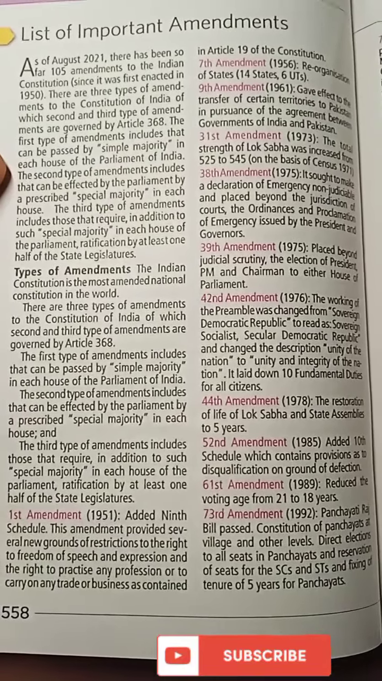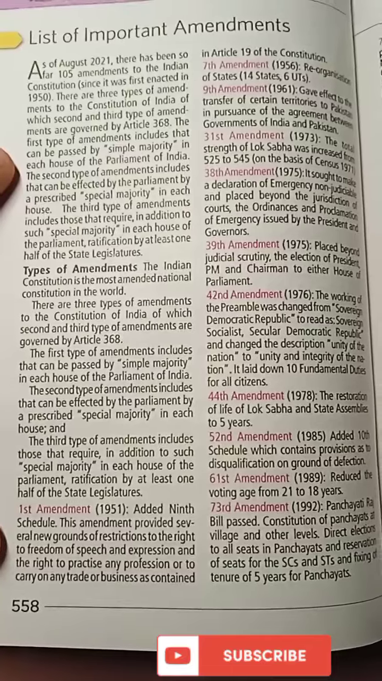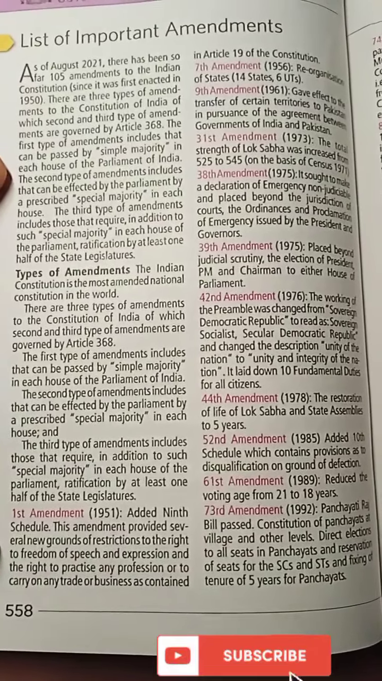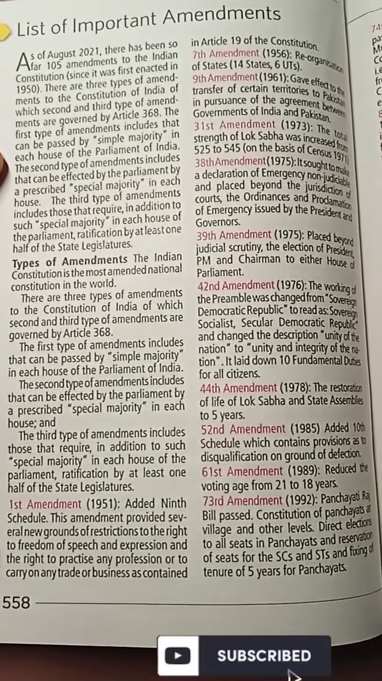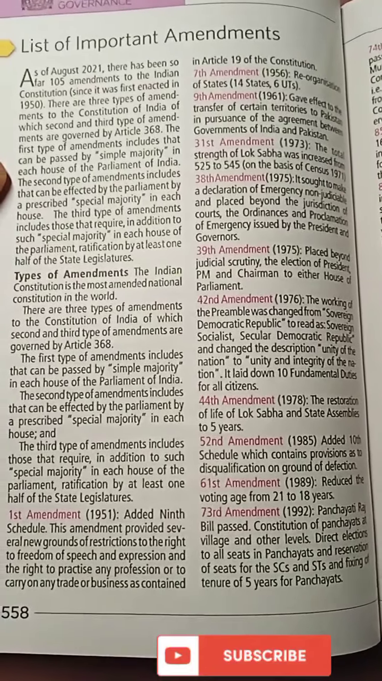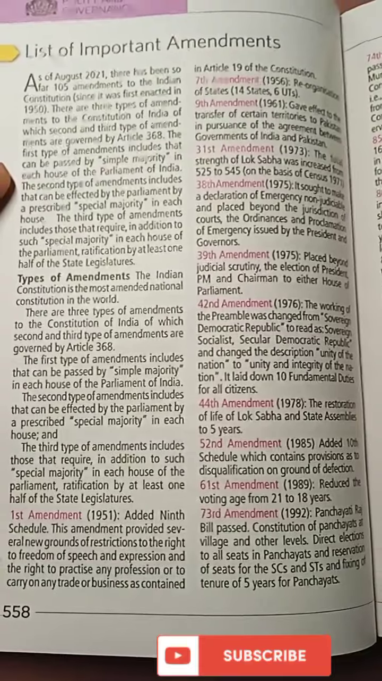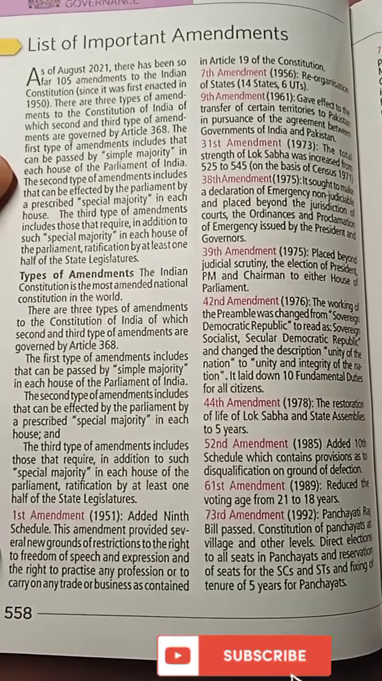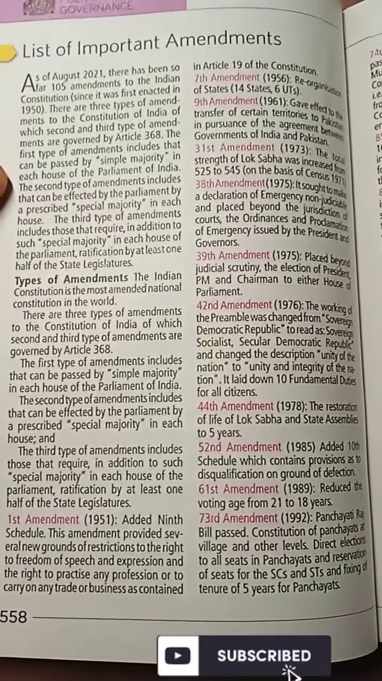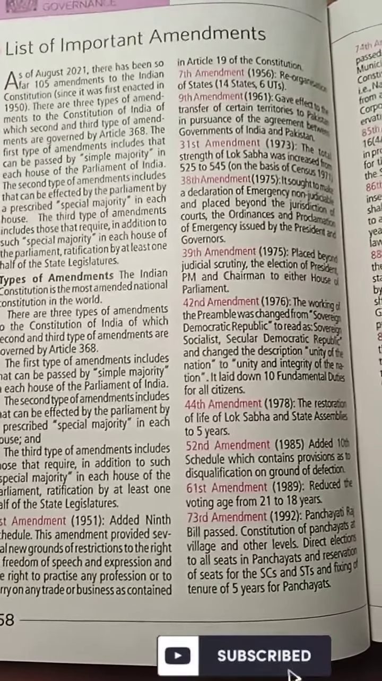First Amendment in 1951 added the Ninth Schedule. This amendment provides several new grounds of restrictions on the right to freedom of speech and expression, and the right to practice any profession or to carry on any trade or business as contained in Article 19 of the Constitution.